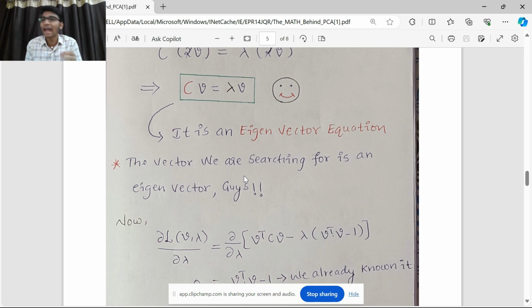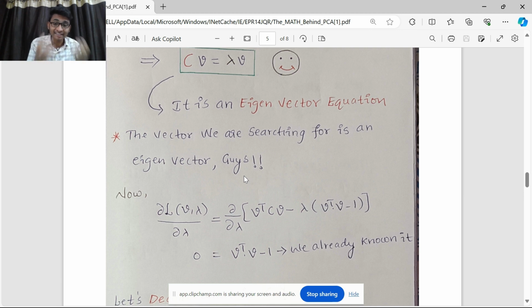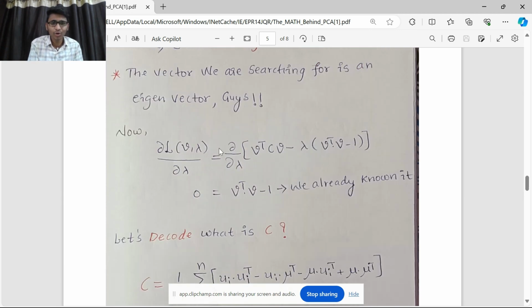Eigenvectors may not have magnitude equal to 1, they may not be unit vectors. For simplicity, we considered a unit vector. I hope you understood. It is the eigenvector equation, the vector we are searching for. Now if you do another derivative, v transpose into v equal to 1, we already know it. There is no use in doing this.